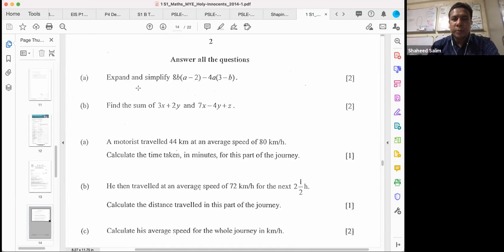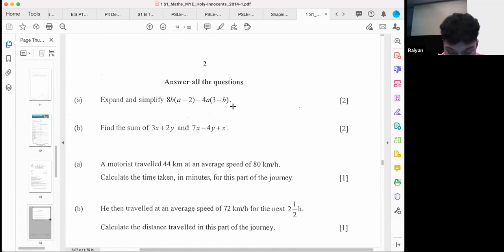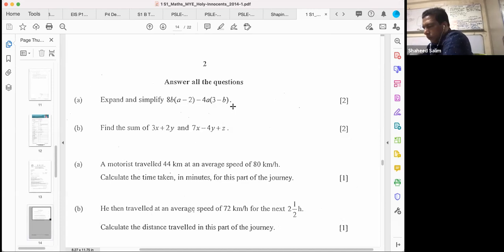So let us see. Can you see? Expand, simplify. You don't need to find the value of x or the value of B or A. They want you to just expand and then combine it together. You try for A. Once you are done, same thing, you send me your photo of it.